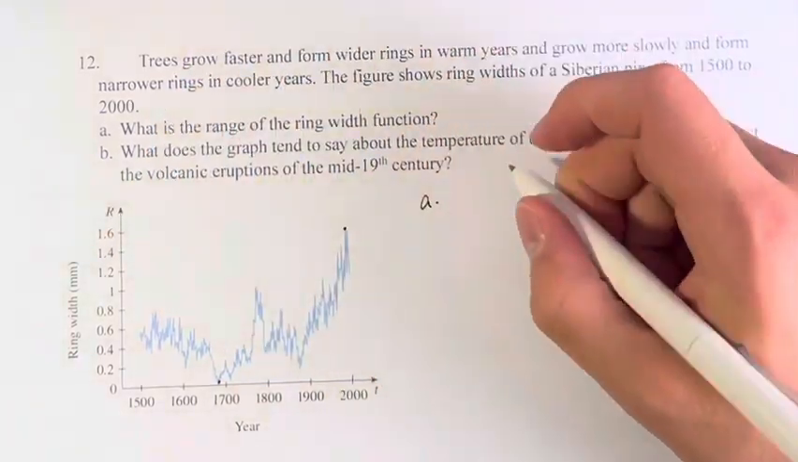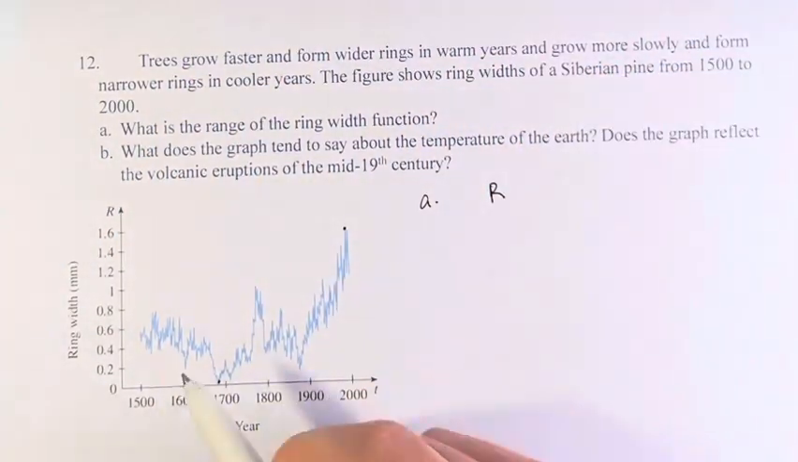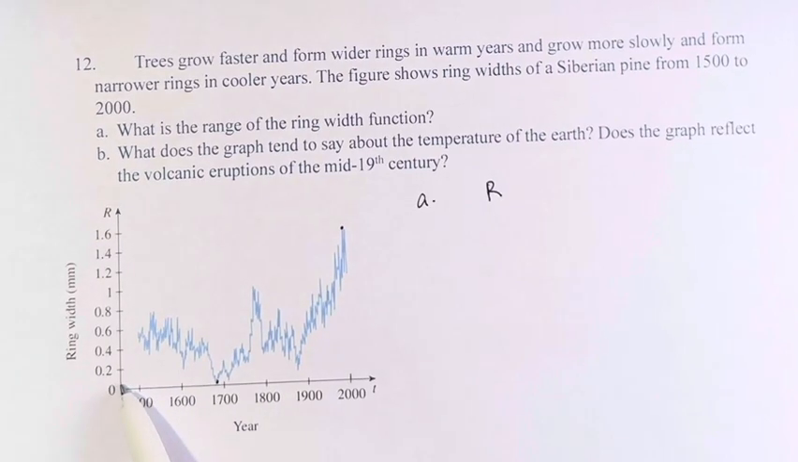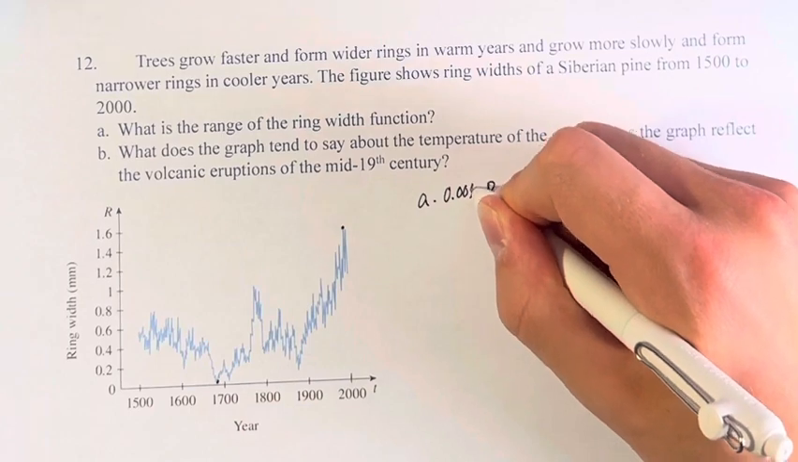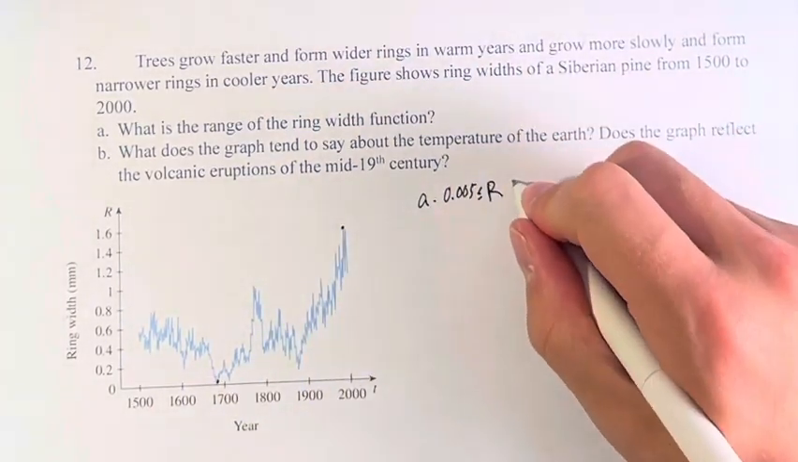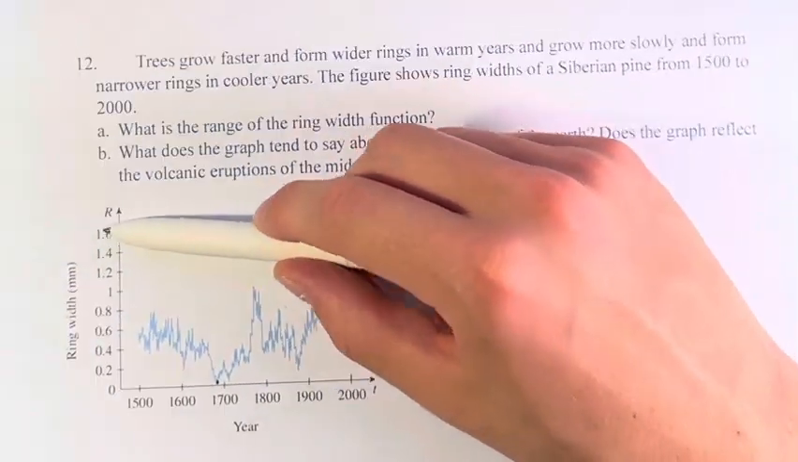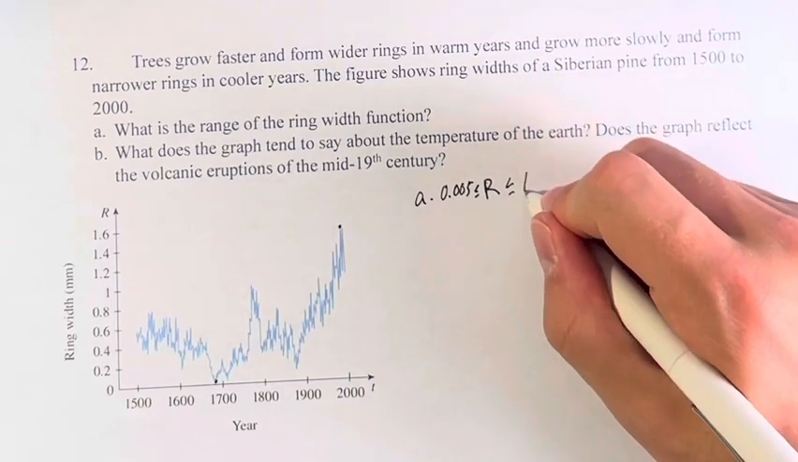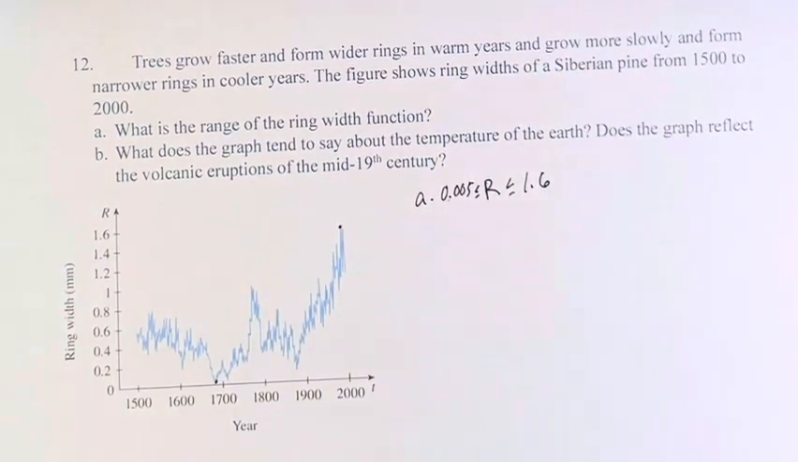So the range is from this value, which is very, very close to 0. Let's call it 0.005, right? Just some very small number. Doesn't quite hit 0, but it's very, very close. Up to the y value of this point, which we can see is roughly 1.6. So the range is from 0.005 to 1.6 approximately.